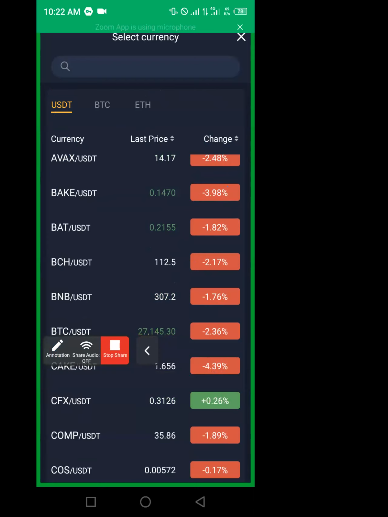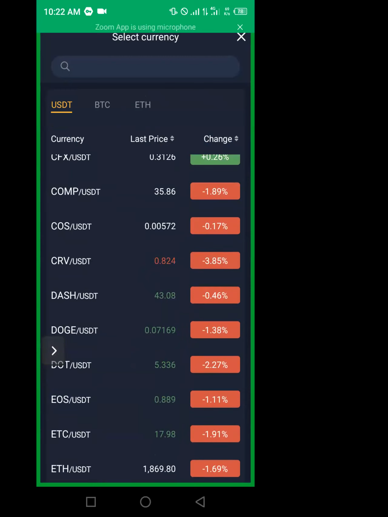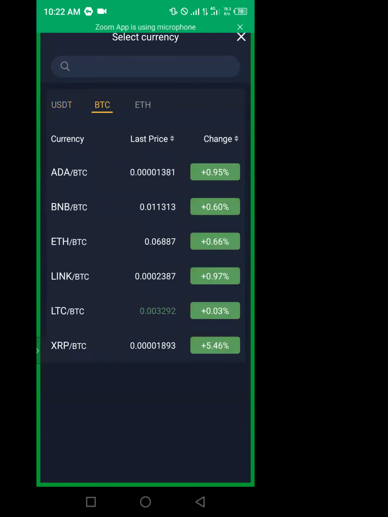In the USDT market, we are trading USDT against the other volatile coins. When I say volatile, I mean those which are changing in value every now and then. There are people who are trading Bitcoin against the other coins, and there are only 5, 6 pairs.